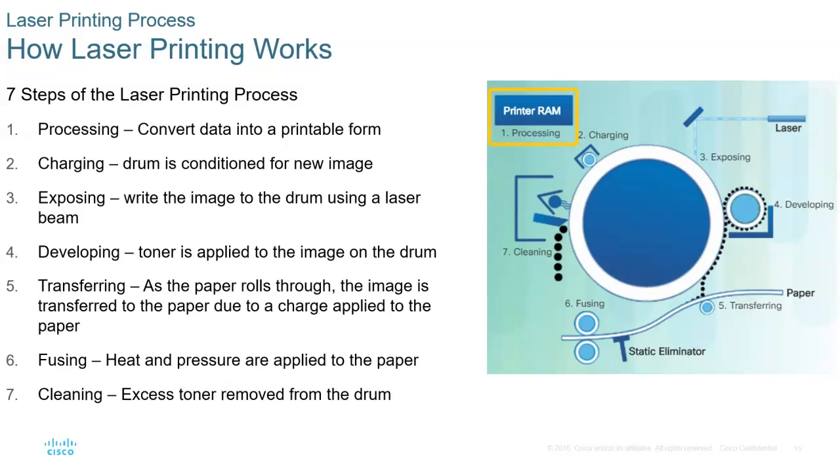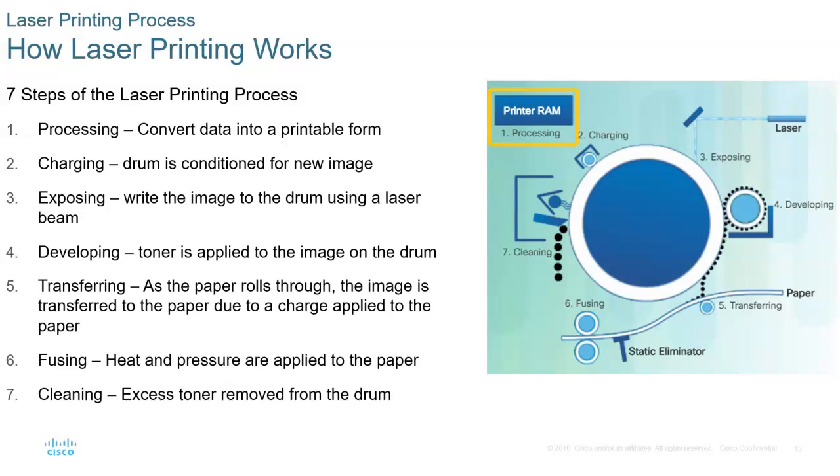You start out with the processing. So you're going to convert that data into a printable form so that it can be read. Some laser printers have what's called a graphical device interface, or GDI, used by Windows applications to display those printed images on a monitor, so you don't have to do the conversion.